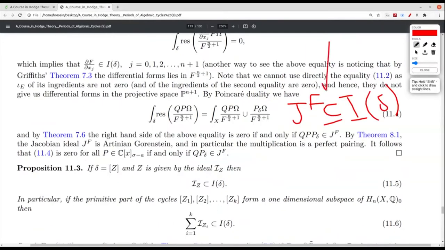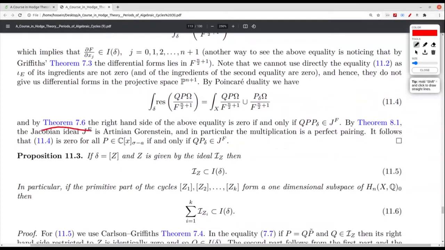Now that we have achieved this inclusion, the rest of the proof follows from the definition of the Poincaré duality. Remember that this guy was the Poincaré dual of delta, so automatically we have this equality. And it turns out that by Carlson-Griffiths' description of Čech cohomology and the cup product in hypersurfaces, this is zero if and only if this QPP, the product of this guy and this guy, which becomes this guy, is in the Jacobian ring.